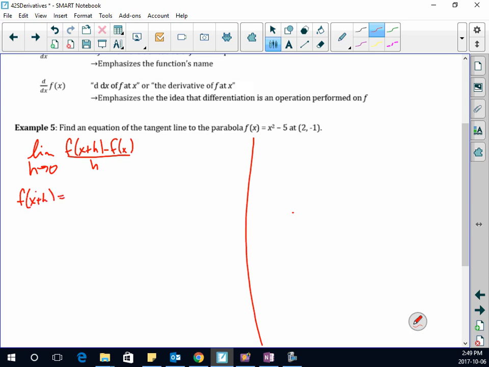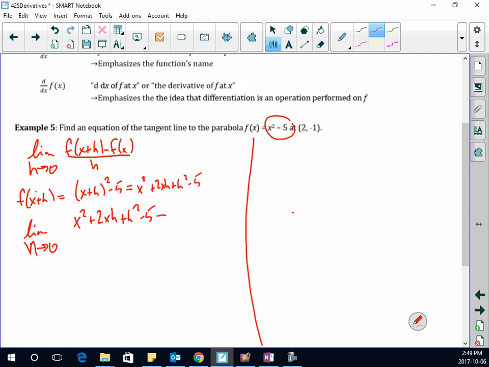That is going to be x plus h, the whole thing squared minus 5. So that's x squared plus 2xh plus h squared minus 5. You'll notice that this formula actually involves more work if you actually know the point. However, I'm going to show you the benefit of this form in a second. So the limit as h goes to 0 of x squared plus 2xh plus h squared minus 5, subtract this.